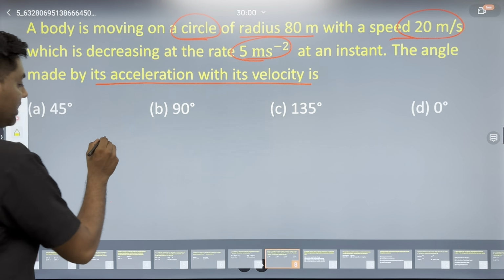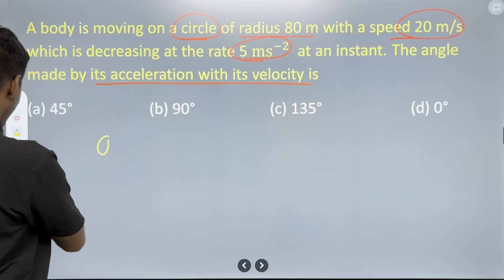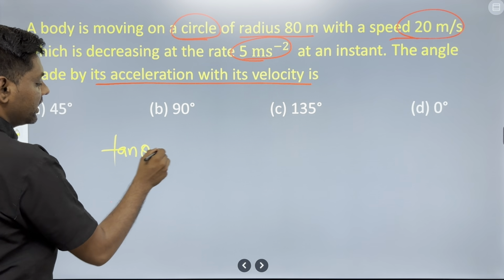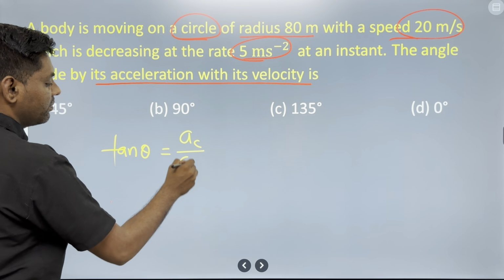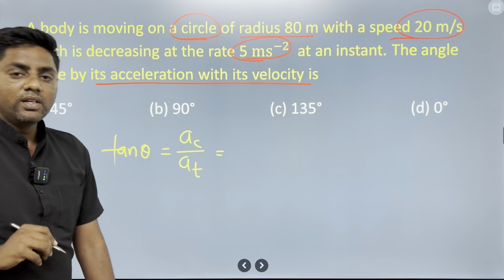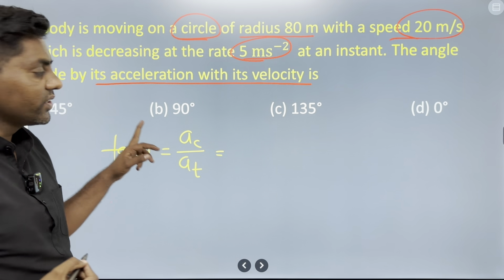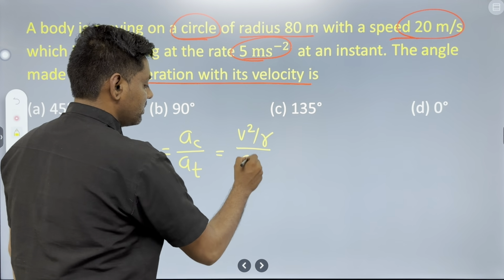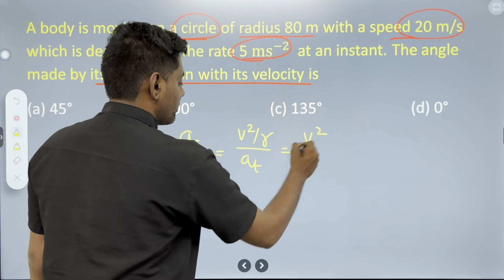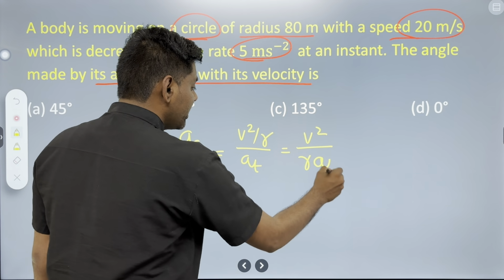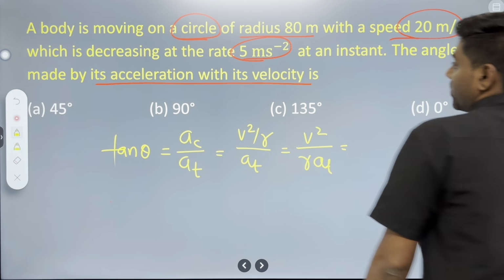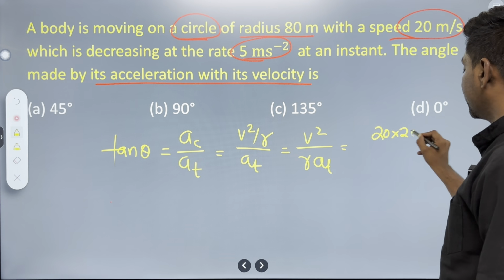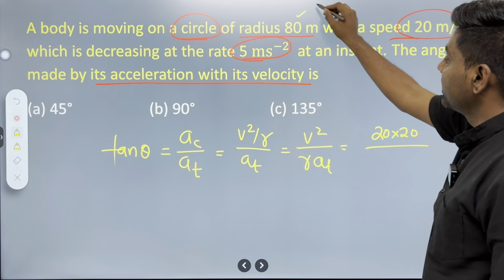You should know the formula, which is very easy to remember: tan theta equals AC divided by AT, where AC is the centripetal acceleration and AT is the tangential acceleration. What is the formula of AC? V square divided by R. So it becomes V square divided by R into AT. Put the value: velocity is 20 meter per second, so 20 into 20 divided by radius, which is given as 80 meter.